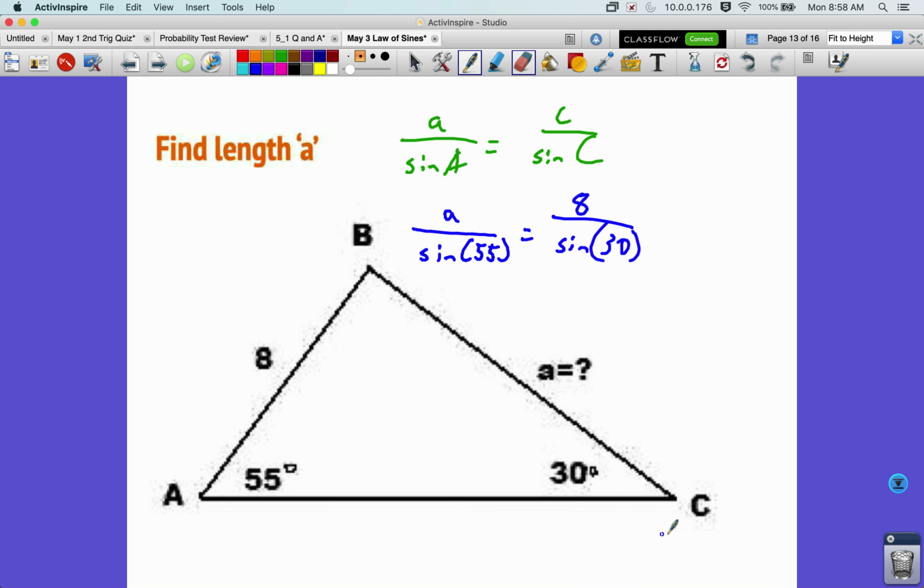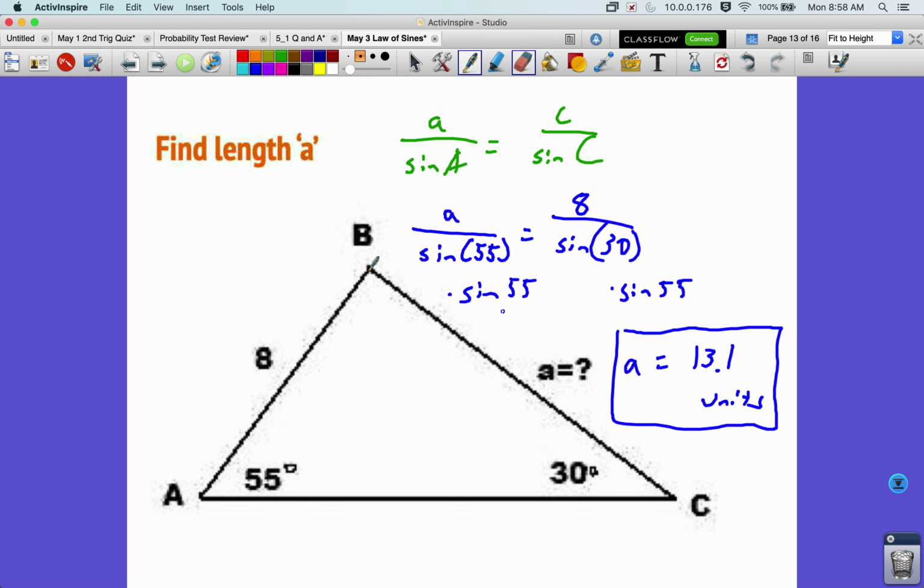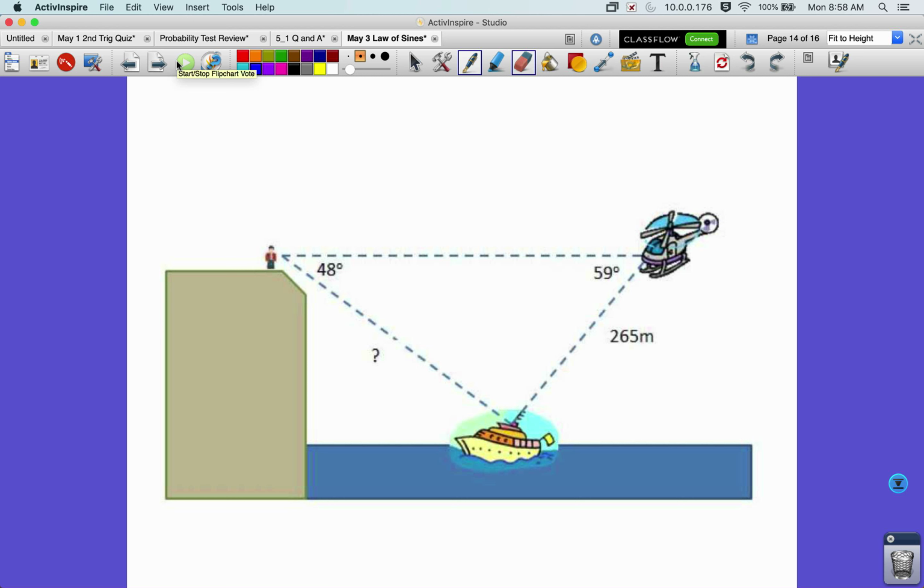These ratios should be the same. I can solve for A here by just multiplying sine of 55 to both sides. A equals, I'm just going to plug this right into my calculator, 8 divided by sine of 30 times sine of 55, and I get A is 13.1 units. And then you just do a quick visual check. Does that look like about 13 if this is 8? Yeah, that's believable.